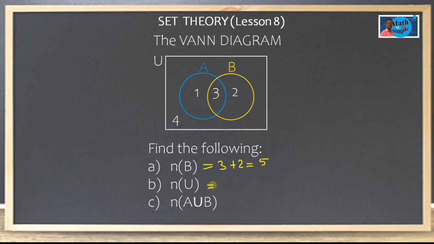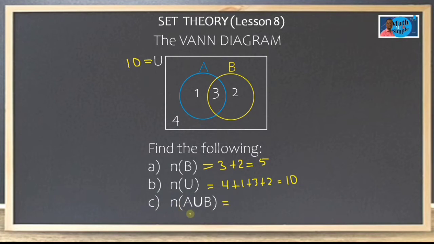Then the universal set. The universal set contains all of the members in the 4 regions. So we add all of the members in the 4 regions. So we have 4 plus 1 plus 3 plus 2. That will give us 4 plus 1 is 5, plus 5 is 10. So the universal set is actually 10. So we'll say the universal set equals 10.